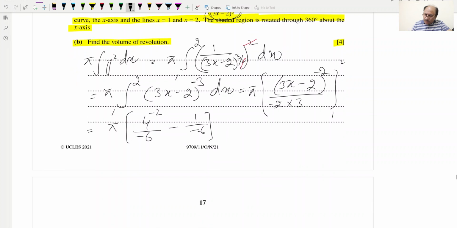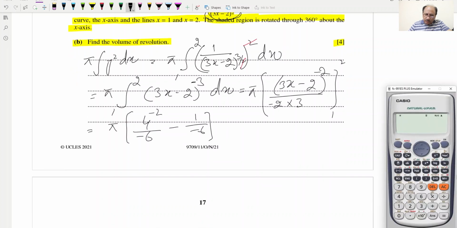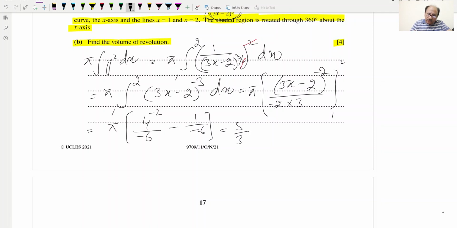We can simplify this with the help of a calculator, so it will be 4 raised to the power -2 over -6, minus 1 over -6, and this will result in 5 over 32, so 5 over 32 pi. This will be the final answer for this B part, and it was a 4 marks question which we have done.